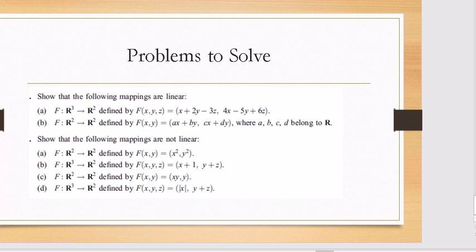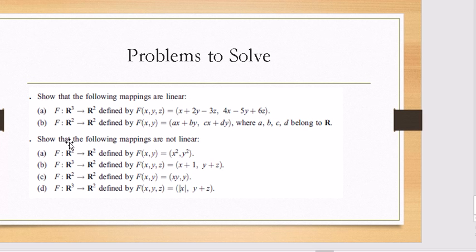These are some problems relevant to this lecture which you should solve. The first question is to show that the following mappings are linear. Here two functions are given and you have to prove that these two functions are linear. You have to solve this problem in the same way as solved in the previous slide. So you will check whether the two conditions of a linear map are satisfied or not. And the second question is to show that the following mappings are not linear.